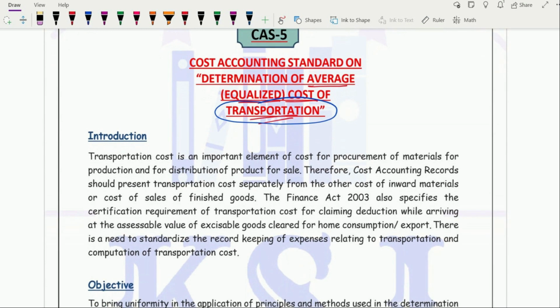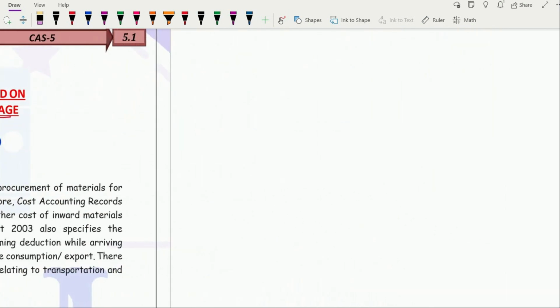Okay, the determination of average or the equalized cost of transportation. Now, what is this transportation? When we are doing business, the transportation is one of the most important costs, right? Two things are related to it. If you are a manufacturer, then there are two events which are very important. One is the procurement of raw material. Obviously, without raw material, can you prepare the finished goods and sell? No, sir. So procurement of raw material is one of the important elements if you are doing a business.